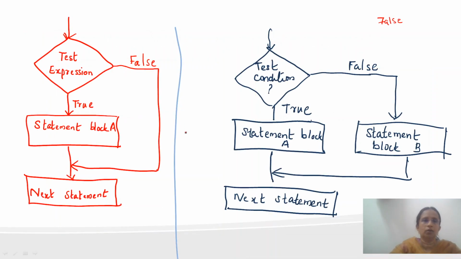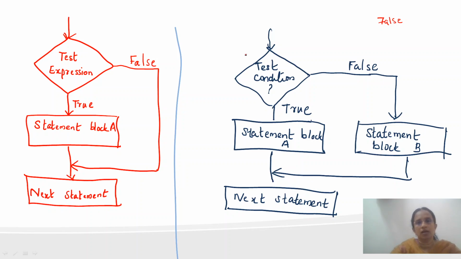Okay. And look at this one here. This is a flowchart diagram for the if part. If test expression is true, statement block A will be executed, and we come to the next statement. If it is false, we straight come to the next statement. Statement block A is omitted. We make a decision. That is, if the test expression is true, we make a decision whether statement block A should be executed or not.